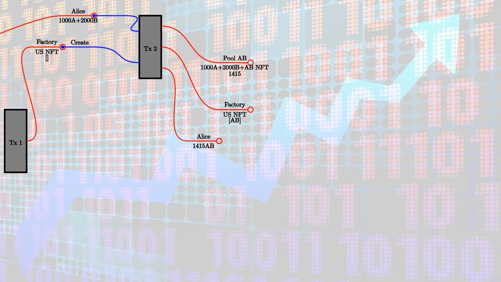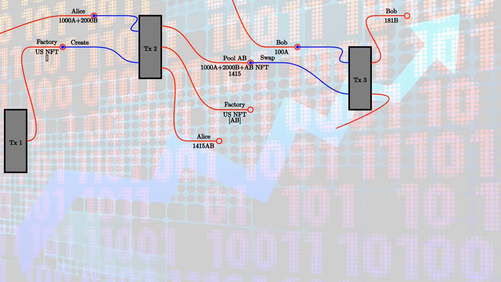The second output is the Uniswap factory again, with the same NFT as before that identifies it. And now the datum has been updated. So in this list that was empty before, the list of all liquidity pools, there's now an entry for the newly created AB pool. Finally, there's a third output for Alice, where she receives the freshly minted liquidity tokens that I call AB here to indicate that they belong to the pool AB. Now that the liquidity pool has been set up, other users can use it to swap.